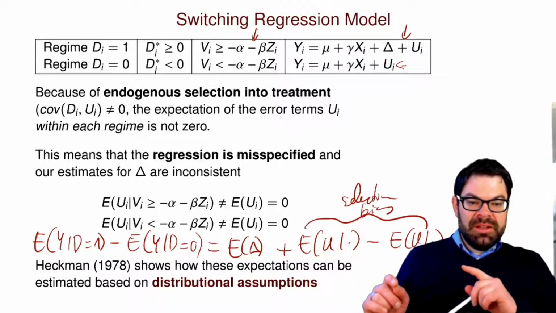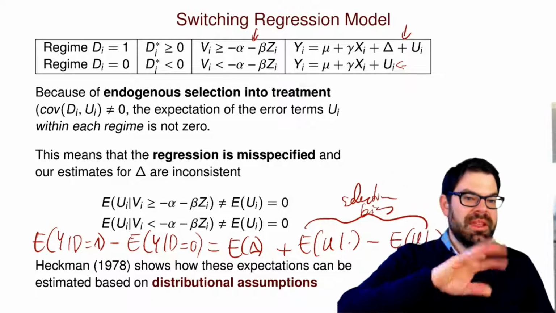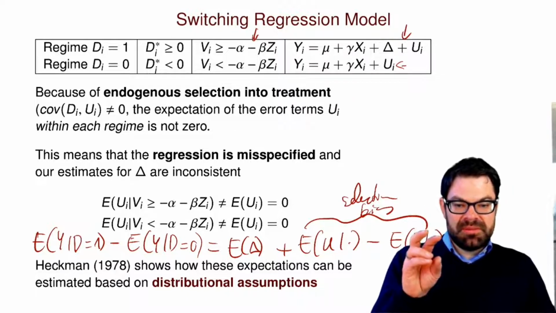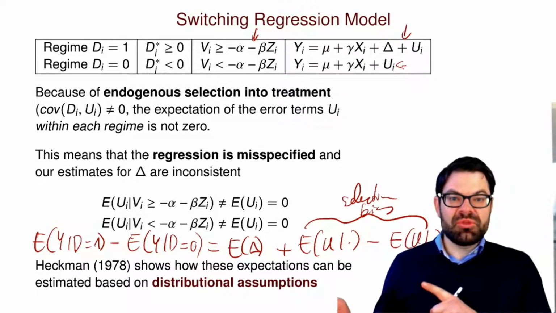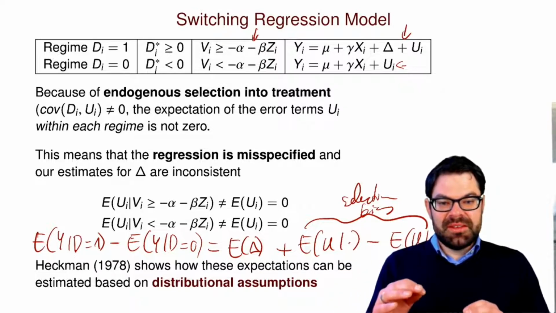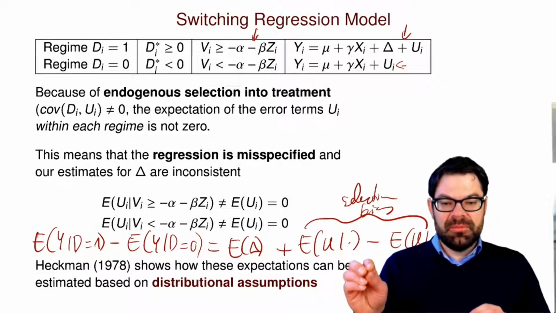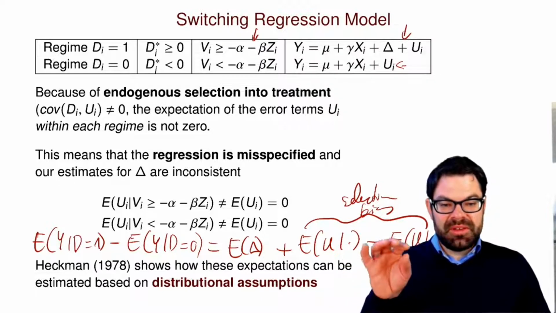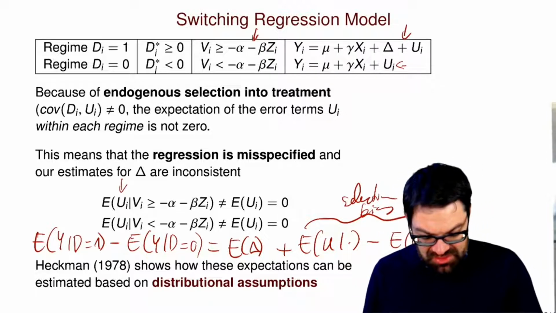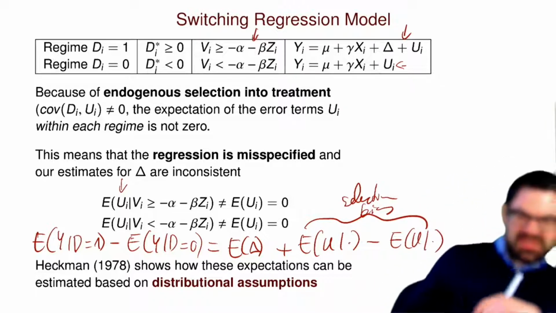Now, if we run a regression of the outcome on the X variables and the treatment, which is equivalent to what I've just drawn here, the problem is that the model is misspecified. So I get a biased estimate for the treatment effect. Why? Well, because I do not incorporate those expectations.